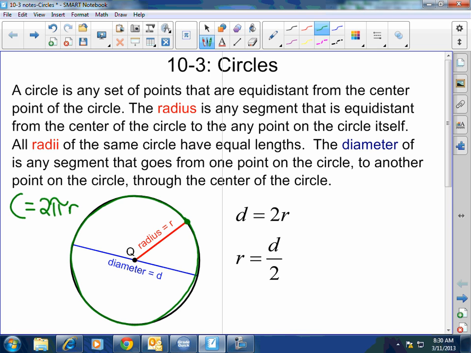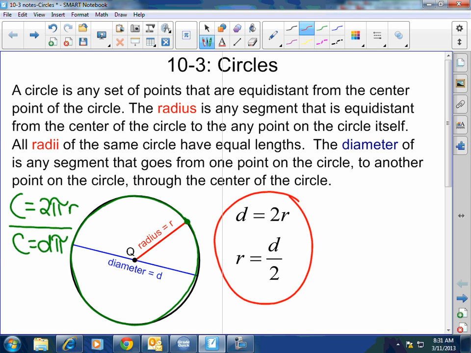We're not going to really be dealing with too much circumference, but we may have to figure out what the radius is, or what the diameter is. So circumference is 2 pi r, or diameter times pi. How can you interchange? Well, that's because diameter is 2 times the radius, and radius is the diameter divided by 2. Now, what is this diameter? The diameter is any segment that goes from one point on the circle to another point on the circle through the center of the circle.